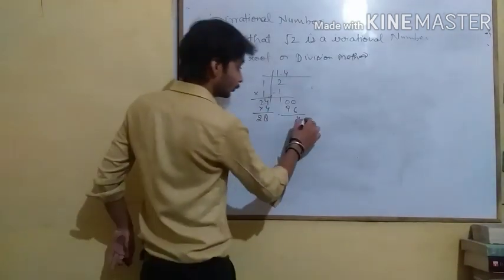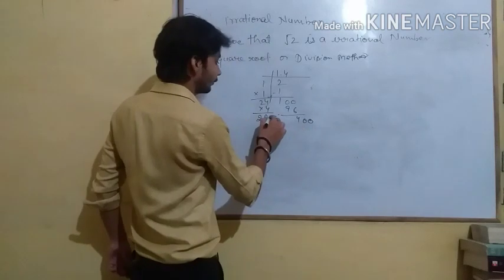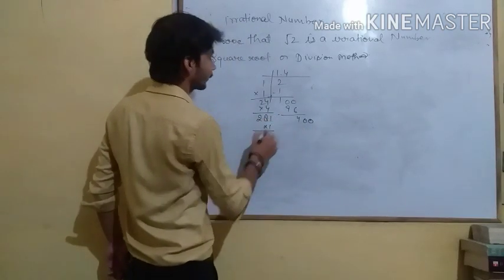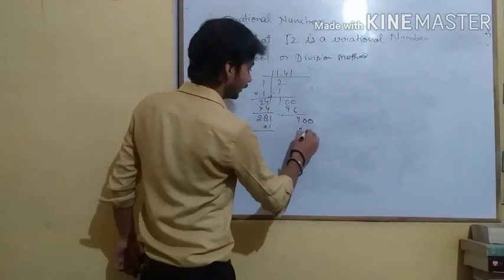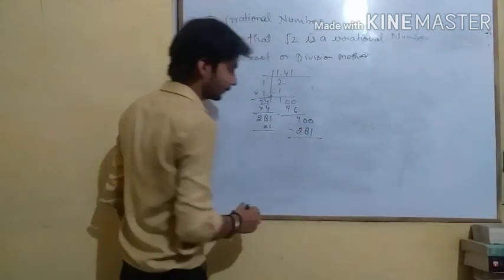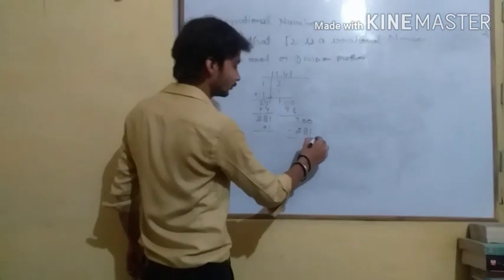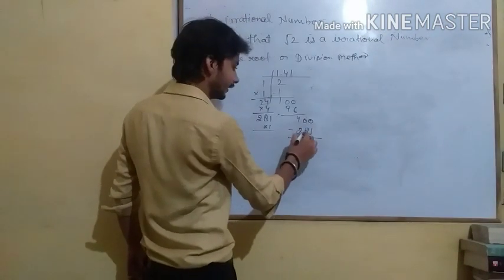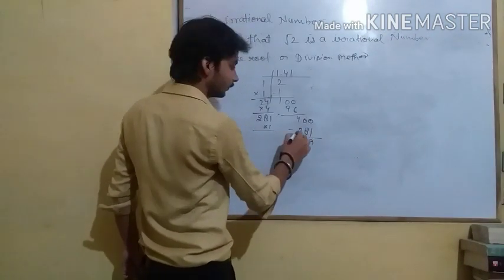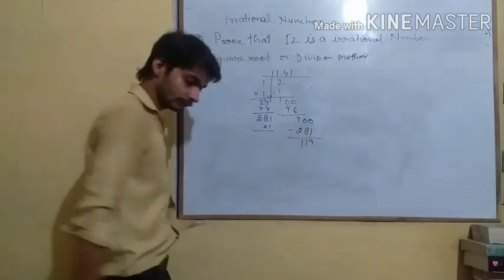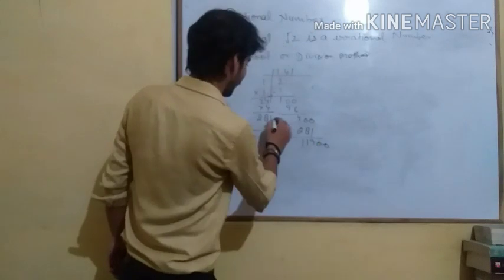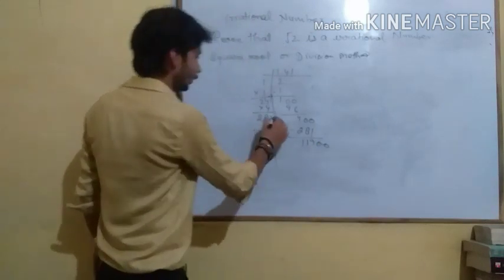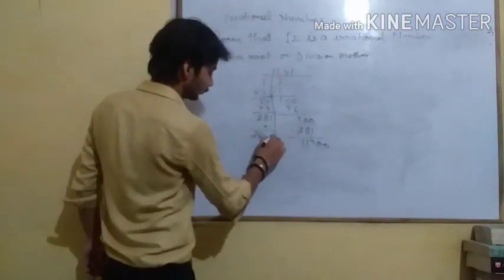Now put the zeros again here, and we multiplied it by 1, and we get here 1. 281 ones are 281. Subtracting, we get 10 minus 1 is equal to 9. 9 minus 8 is equal to 1, and 3 minus 2 is equal to 1. Again put the zeros, add here 282.